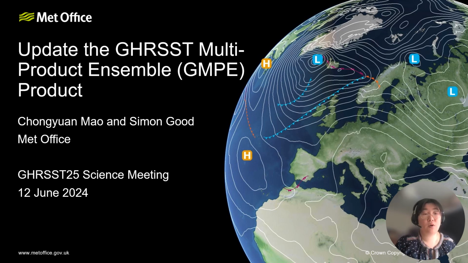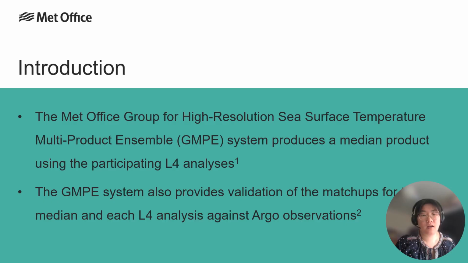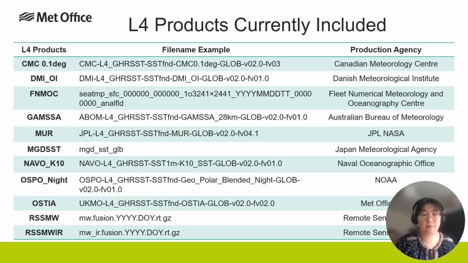Hello, today I'm going to show you the update of the GHRSST multi-product ensemble, hereafter the GMPE product. A brief introduction of GMPE. It is a system that produces a medium product using the participating L4 analyses. It also provides validation of the matchups for the GMPE medium and each of the L4 analyses against Argo observations.